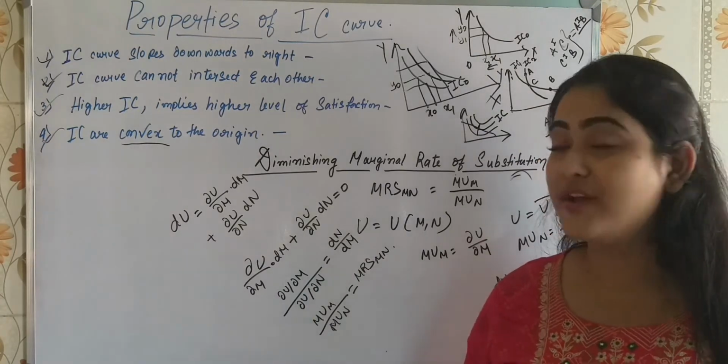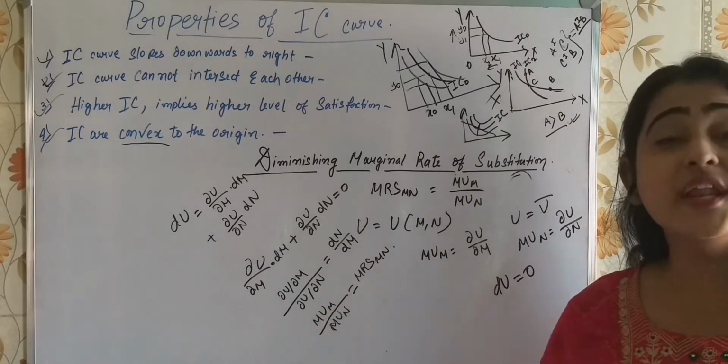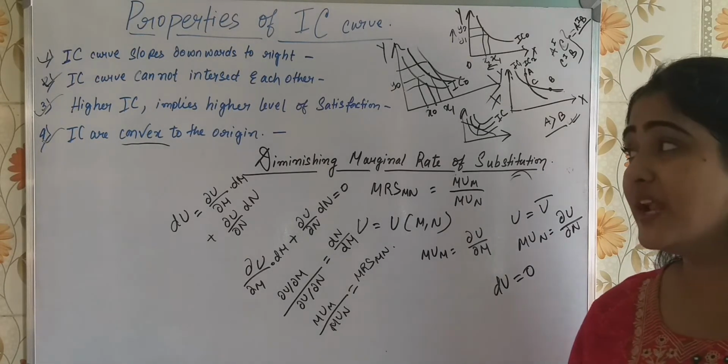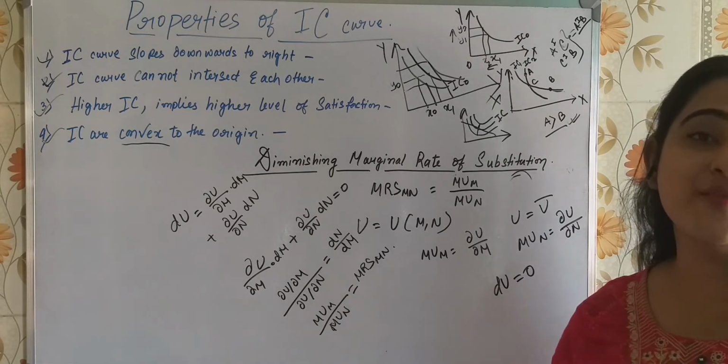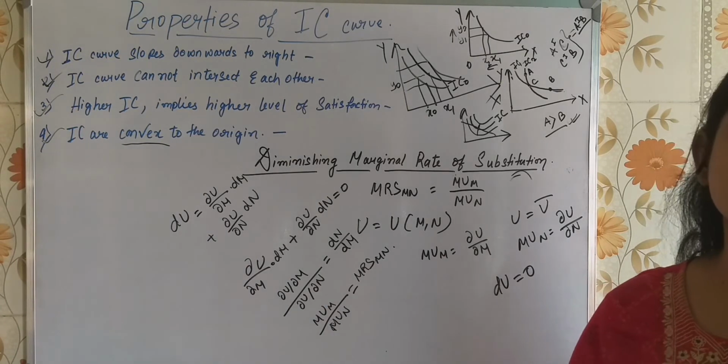So we have here studied the properties of IC curve, the very important property of IC curve, that is convex to the origin. With regard to that, we have studied diminishing marginal rate of substitution.